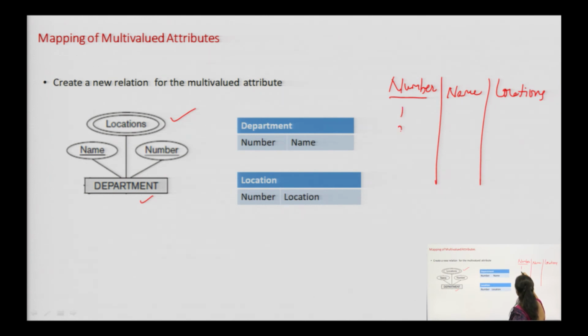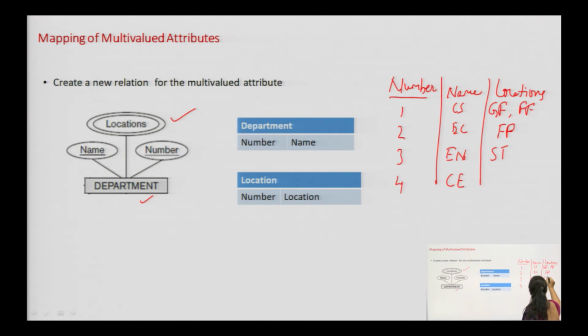So, let us say the departments are 1, 2, 3 and 4. 1 is CS, 2 is EC, 3 is EN and 4 is, let us say, civil engineering. Now, the department CS or the department number 1, it has the locations on ground floor and first floor. This is only on the first floor, this is only on the second floor, and this is on the first floor and the third floor.